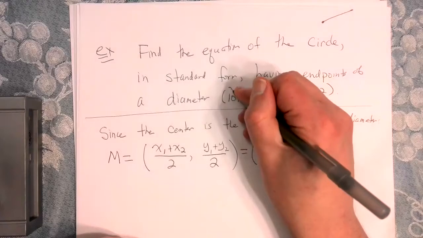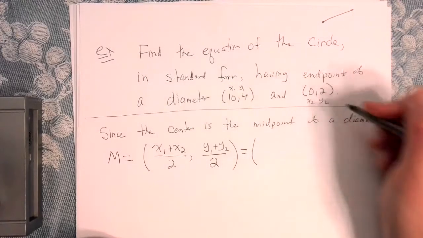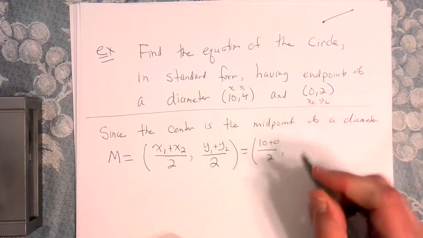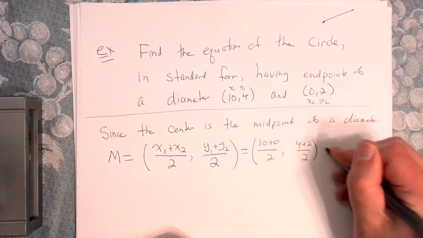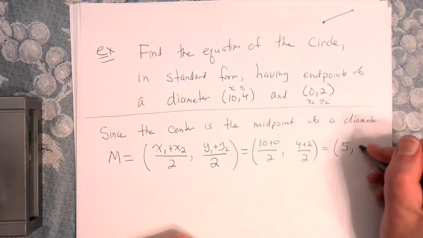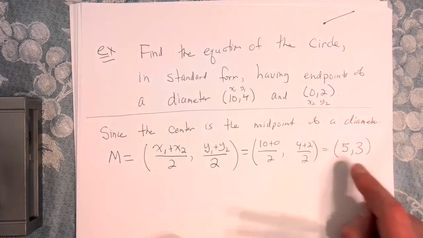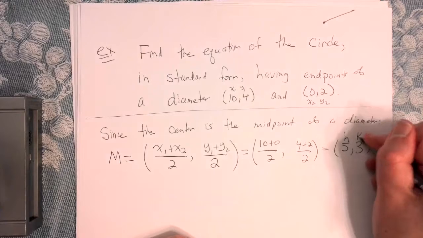And if you need to, there's nothing wrong with labeling. That's x1, that's y1, that's x2, and that's y2. So I need the sum of the x's over 2, comma, the sum of the y's over 2. And so that's going to be 5, comma, looks like 3. That's going to be the center of my circle. And since that's the center of my circle, then this is H and this is K.